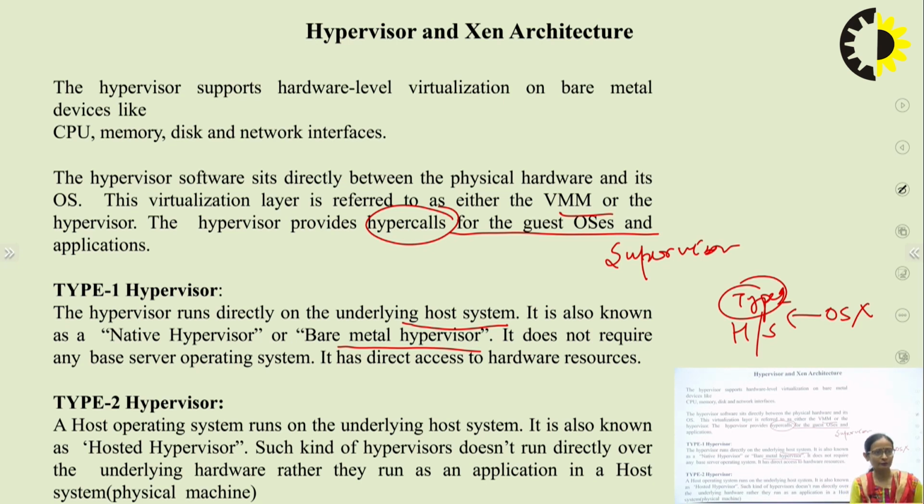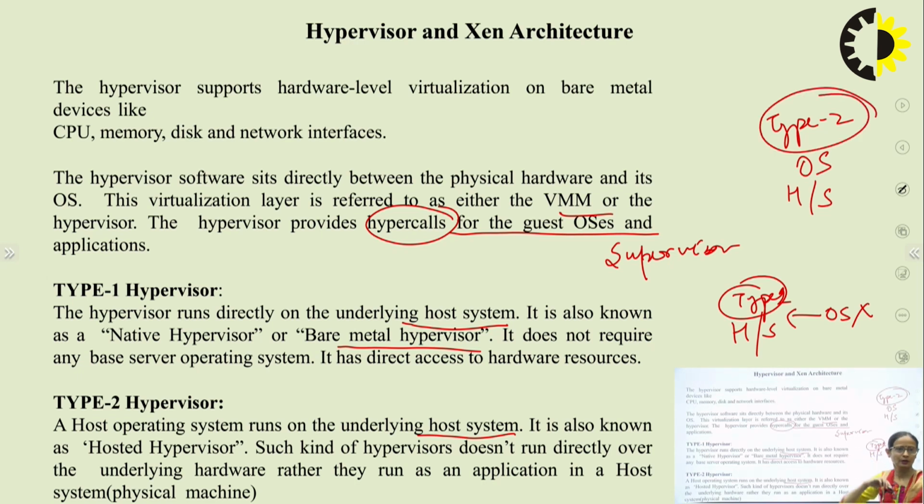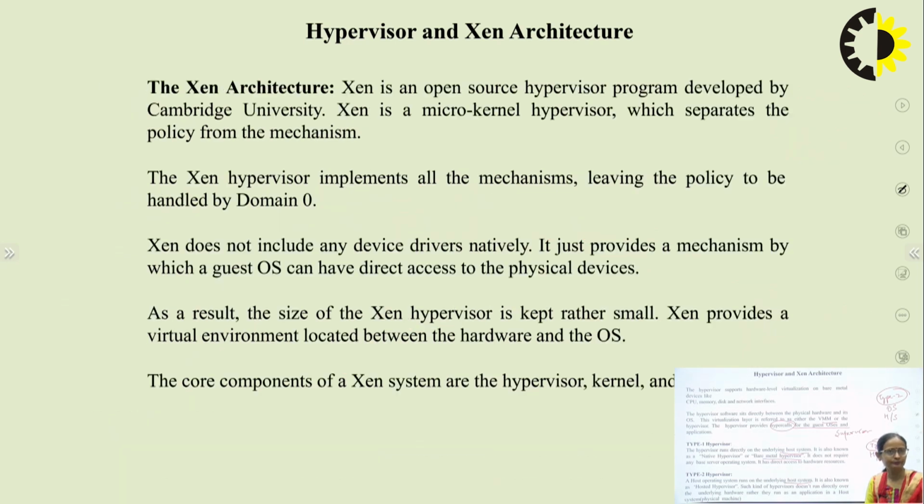In the case of type 2, a hypervisor runs on an underlying host OS. That is, we have hardware, we have an OS, and on top of this we have type 2. It is also known as hosted hypervisor. Such a hypervisor doesn't run directly over the underlying hardware; rather, it runs as an application in a host system, that is, your physical machine.